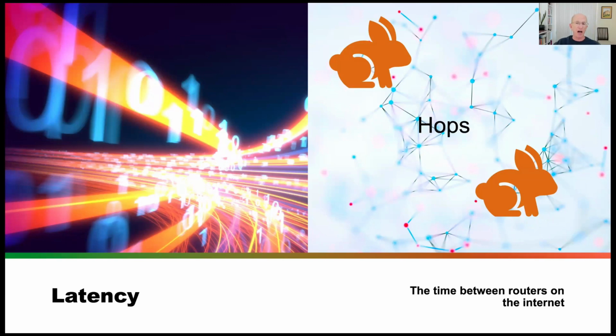And these are called hops. So latency is the time it takes for our message to go from us to the next hop, to the next hop, to the next hop. And all of them added together will give you a latency number based on how fast your internet connection is.